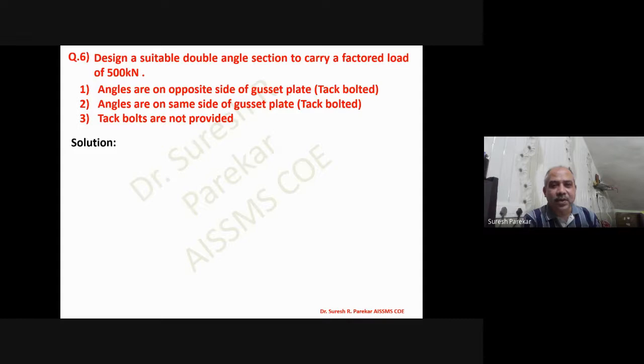The reason is, in case of opposite side of gusset plate our failure is due to double shear, and in case of same side of gusset plate the failure is due to single shear, because of the connection. If we see, the connection is like this. This will be the double angle, on the opposite side of gusset plate, and therefore when we consider this bolt, the failure is in this way. So we have failure here, and failure over here.